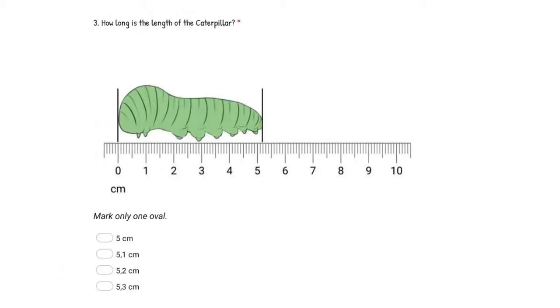Okay, and for this one, it's a little bit over 5. How to count it? You can just count the small lines that are passed by the caterpillar. So it's 1 and 2. So we make sure that it is 5.2 centimeter.